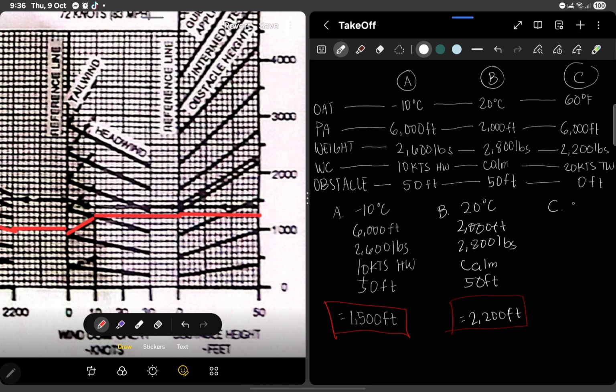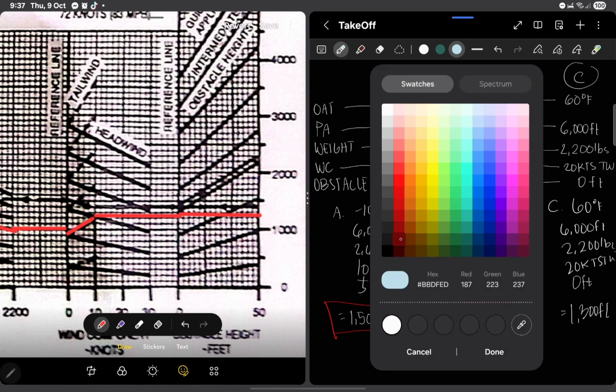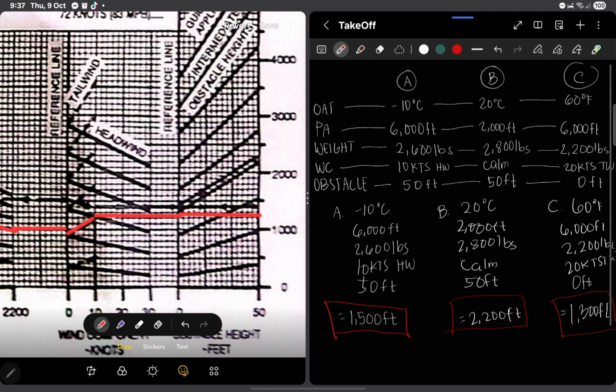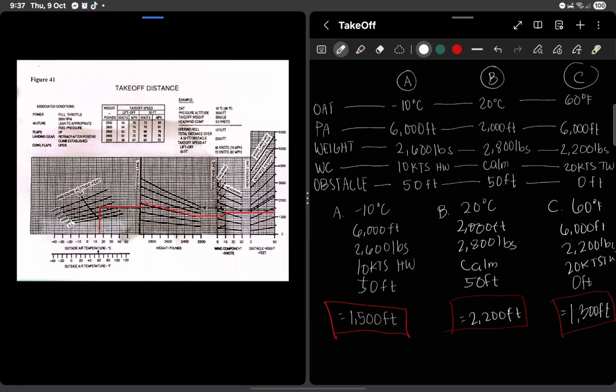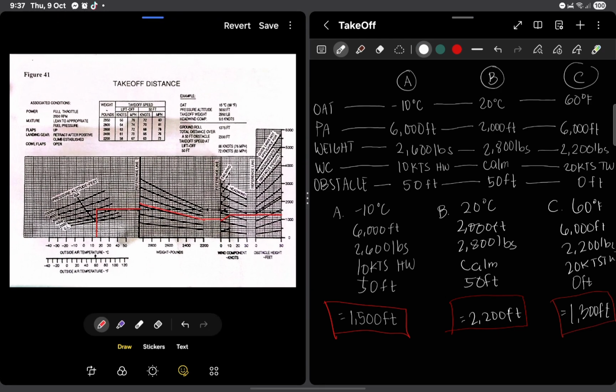Then there you have it, the distance for C. I'll just quickly write this down real quick. And then we have 1,300 feet. So that's that so far. So as simple as that, that's how you answer your takeoff distance, figure 41.